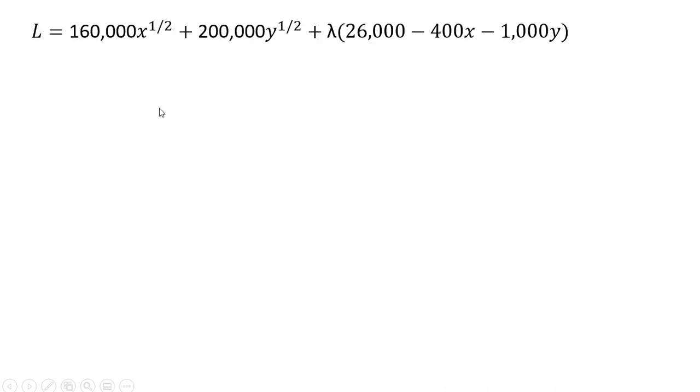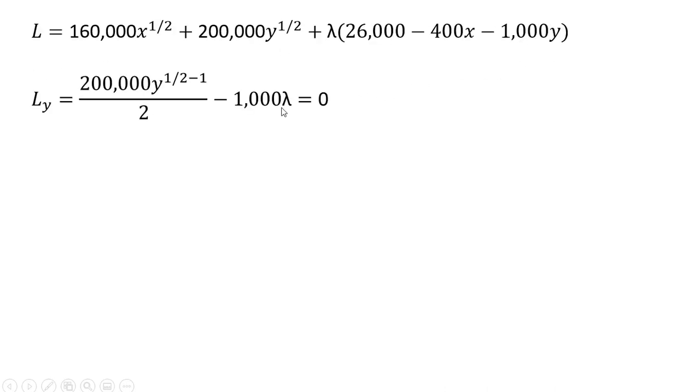Moving on, here's our Lagrangian once again. Here's our second partial derivative. I said we'd take 3 of them. We take the partial derivative of the Lagrangian with respect to y. Looking at this term, we bring the 1/2 down in front. That's why we have the 2 in the denominator, and we subtract 1 from the exponent on the y term. Lambda is multiplied by minus 1,000y, and the derivative of that is just minus 1,000 lambda, and we set this result equal to 0.